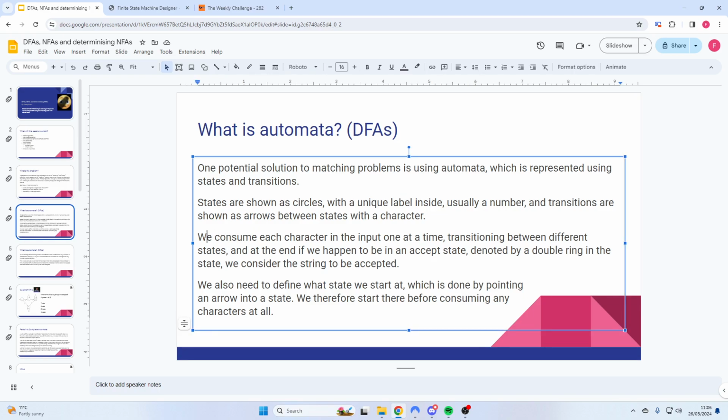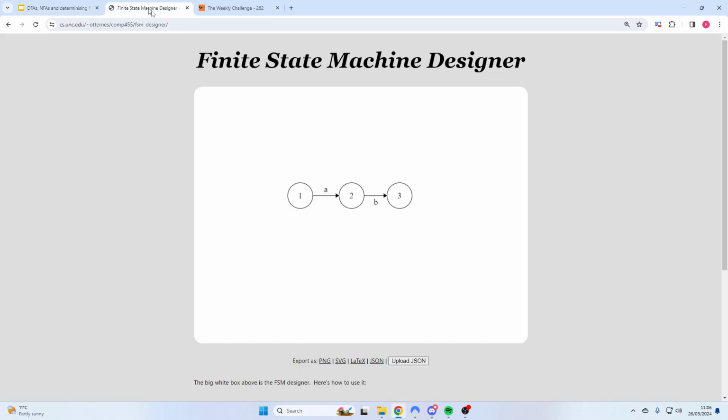We consume each character in the input one at a time, transitioning between different states. When we're considering DFAs, we're only ever at one state at a time. And if after we've consumed the whole string, we happen to be in an accept state, denoted by the double ring of a state, we consider the string to be accepted. So if we were in state 1 here, and our string was AB, we're going to consume A, and by consuming A, we move to 2. Then by consuming B, because we're now on the second character, we move to 3. And if this was denoted by a double ring, that means AB is accepted.